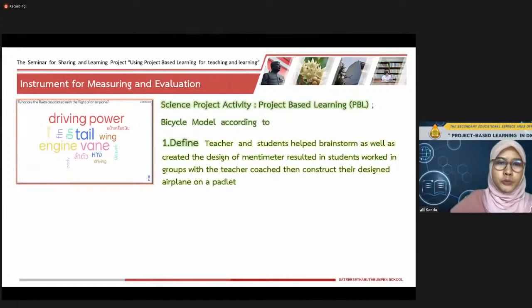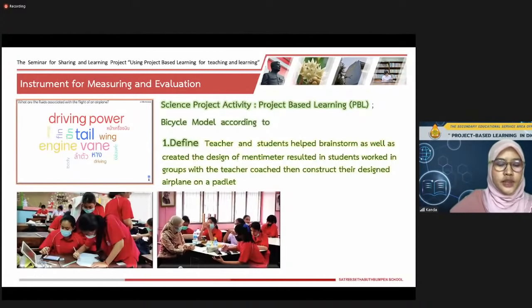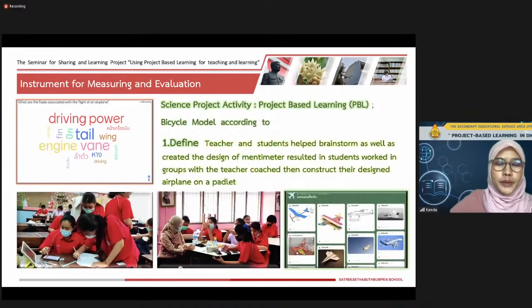In addition to the science project activity using project-based learning, the PBL model by Vijay Panit follows step 1, define. Teacher and students help brainstorm as well as create the design on Mentimeter. The result is students work in groups with the teacher as coach, then construct their design and append it on a Padlet.